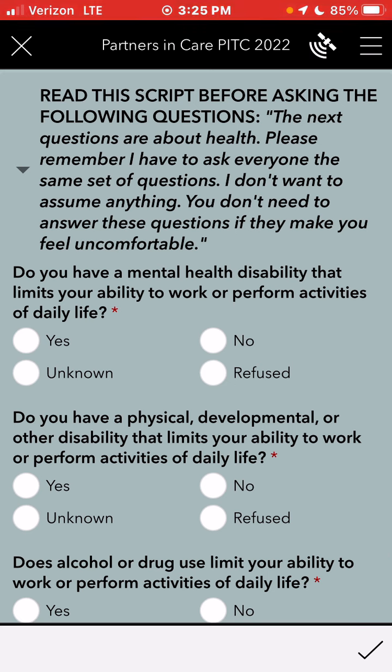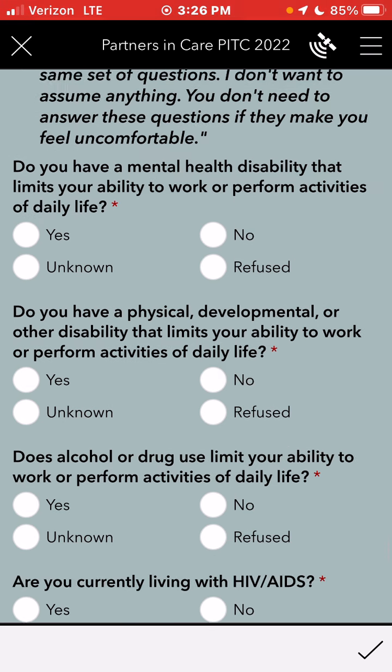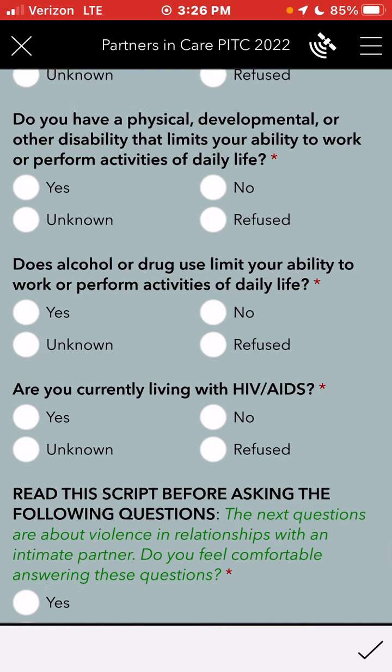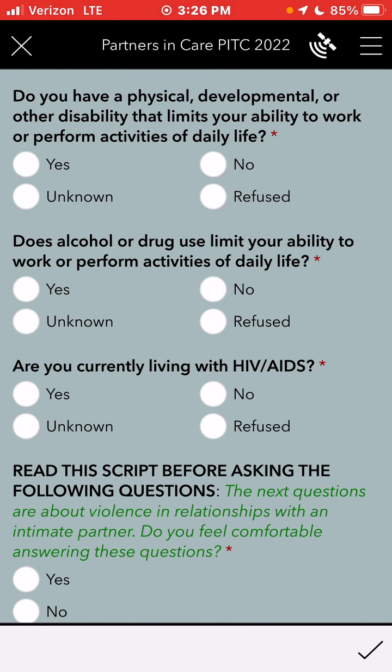Moving on, the script reads, the next questions are about health. Please remember, I have to ask everyone the same set of questions. I don't want to assume anything, and you don't need to answer these questions if they make you feel uncomfortable. The first question asks, do you have a mental health disability that limits your ability to work or perform activities of daily life? Do you have a physical, developmental, or other disability that limits your ability to work or perform activities of daily life?